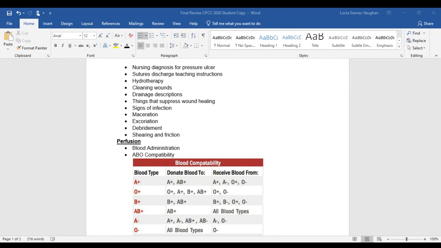Shearing and friction occur when one layer of tissue slides over another. Both are mechanical injuries. Friction occurs when the skin slides against a surface. Shear is a force applied parallel to the skin in the opposite direction. Shearing is a result of gravity. Shearing occurs when one layer of tissue slides over another. For example, the head of the bed is elevated and the patient slowly slides towards the foot of the bed.